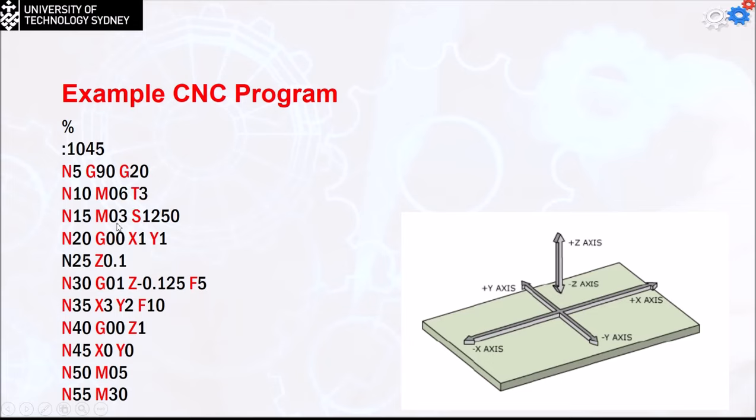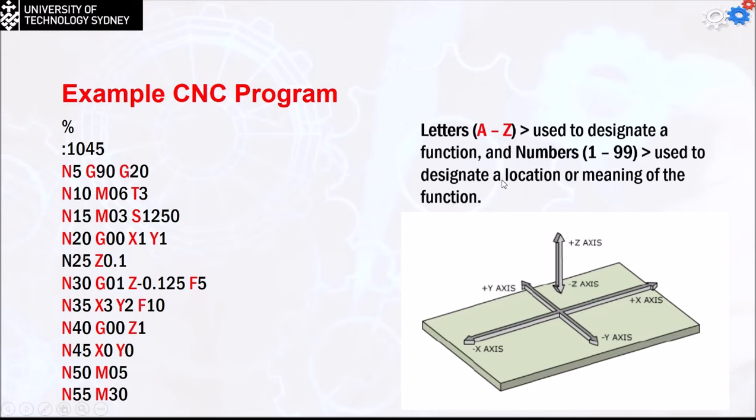N15 is going to be the M03, the S1250. The N20 G00, where the X is equal to 1 and the Y is equal to 1. Obviously this will be in inches. The N25, go to the Z is equal to 0.1. The line number 30, the G01, that means we're going to do some work. Penetrate the cutting tool to the height of minus 0.125 with the feed rate of 5 inches per minute. And we continue the process.